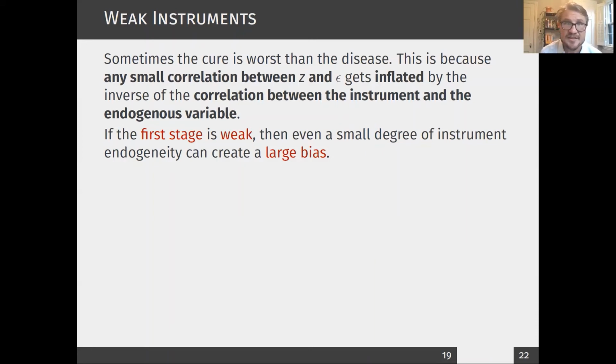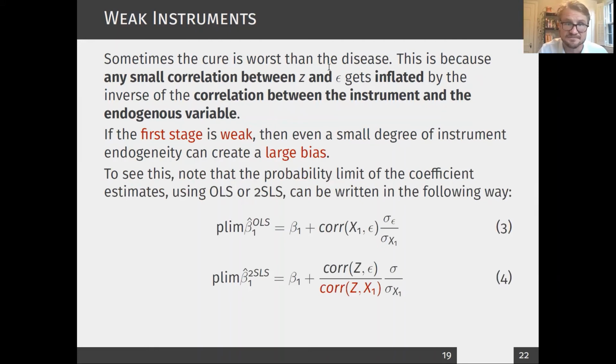And now let's say there's an instrument that is just slightly endogenous. It's not perfectly independent. There's some small correlation between the instrument and the error term of the second stage. The problem is that this small potential bias gets inflated and expanded if there's a very low correlation between the endogenous variable and the instrument. So you can create a much larger bias if you have a very weak first stage.